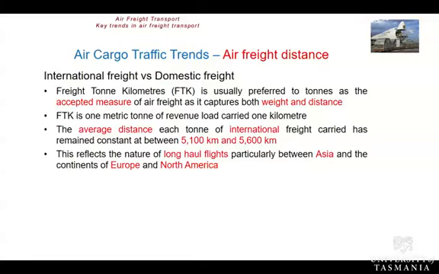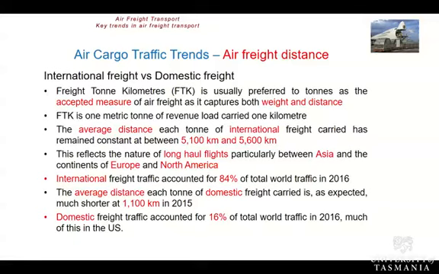Conversely, if we have a look at domestic freight and the distances carried in domestic freight, as you would expect, the distances are much shorter. Just a little bit over 1,000 kilometres is the average distance of domestic freight carried. And domestic freight traffic sits at around 16%. So 84% carried internationally, 16% carried domestically, and the majority of domestic air cargo is carried in the United States.